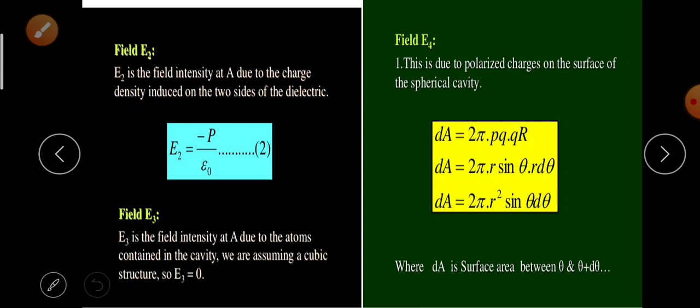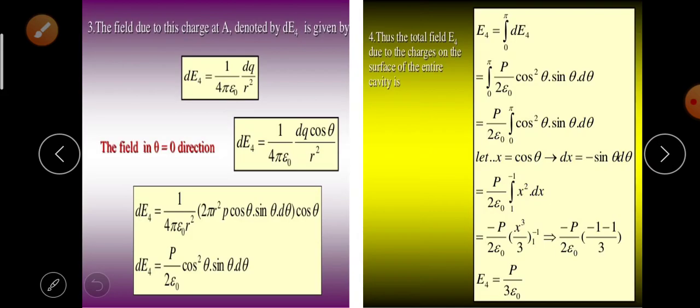dA is equal to 2π r sin θ into r dθ. dA is equal to 2π r squared sin θ dθ, where dA is the surface area between θ and θ plus dθ. The field due to this charge at A, denoted by dE4, is given by 1 by 4π epsilon naught dq by r squared.